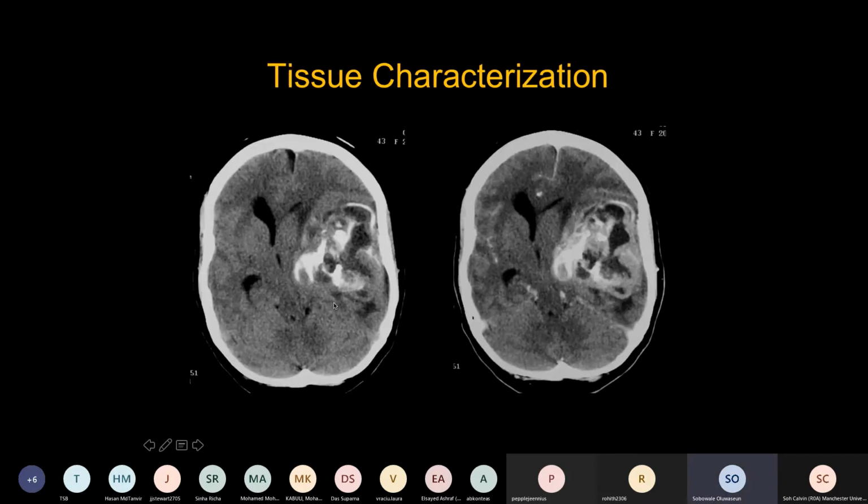So, tissue characterization. In CT it is based on density. So if you look at this lesion and create a post-contrast scan, all the high density areas are either due to calcification or blood. Okay? The low density areas are either non-enhancing tumor or necrosis.